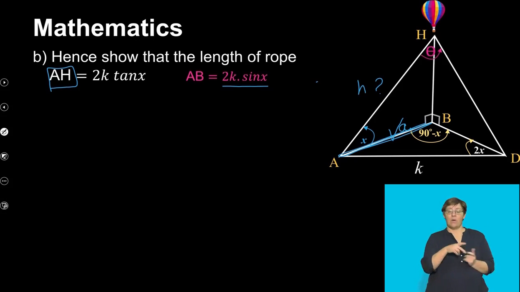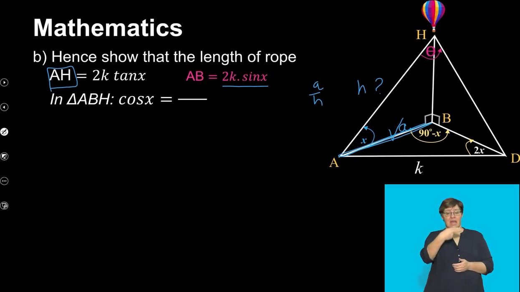So because we're dealing with adjacent and hypotenuse, we're talking about cos. Because this is a right angle triangle, we don't need to use any fancy trigonometry. We just have to use SOHCAHTOA. So we can use cos in this case. So in triangle ABH, cos of x is equal to adjacent, so it's going to equal AB over your hypotenuse, which is our AH. Now we're just going to rearrange this to make AH the subject of the formula.